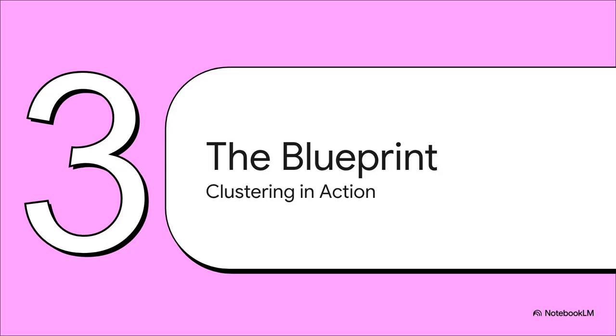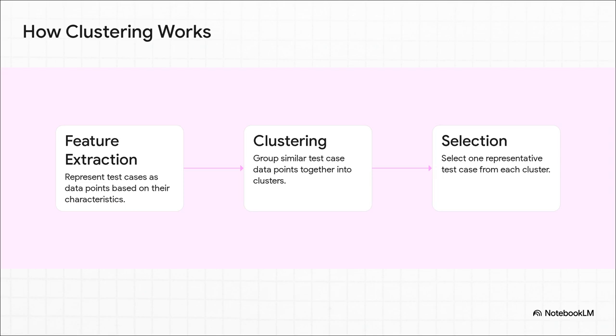So you might be asking, how does this unsupervised magic actually work under the hood? Well, the core technique is called clustering, and honestly, it's surprisingly intuitive once you see it. Let's take a look at the blueprint. It really just boils down to 3 simple steps. First, you have to turn each test into a set of numbers that a computer can understand. This is called feature extraction. Think about things like what code modules does it touch, which UI elements does it click on.